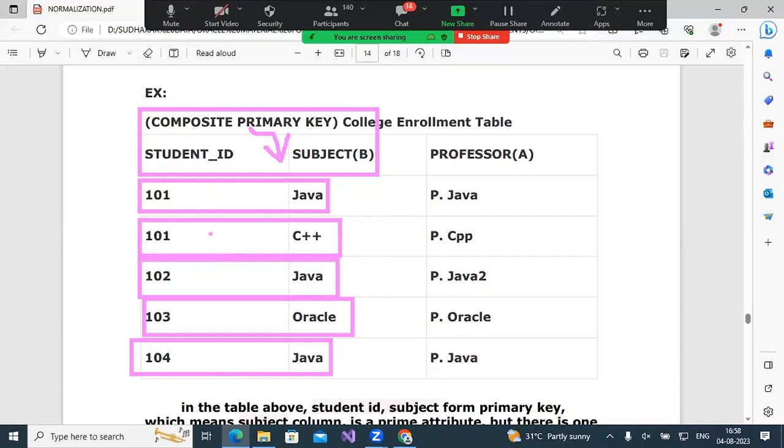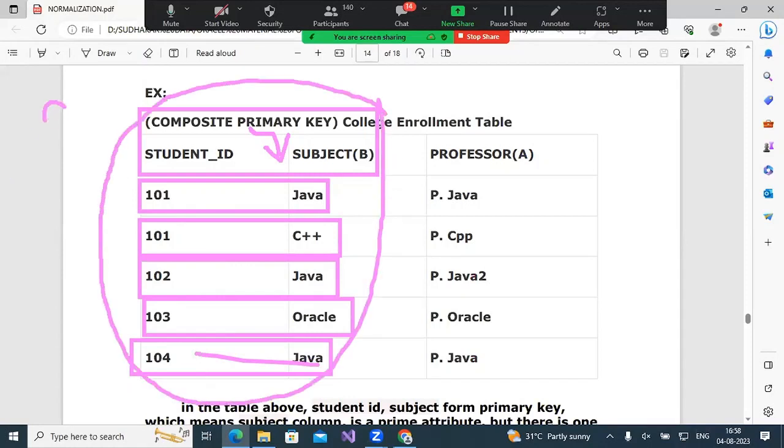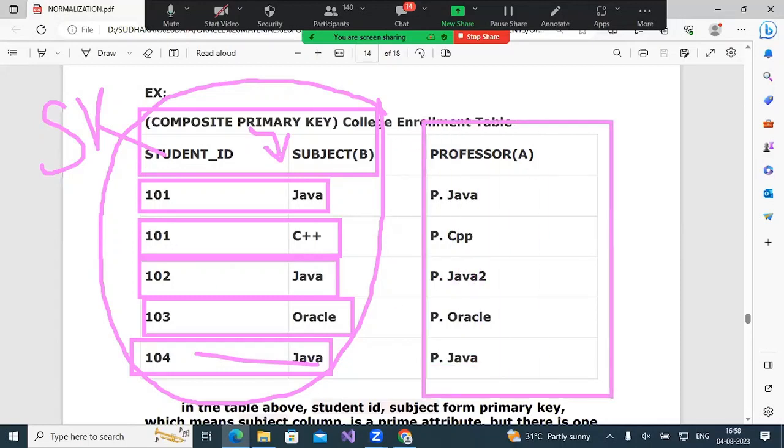101 Java is a different combination. 101 C++ is a different combination. 102 Java, different. 103 Oracle, different. 104 Java, different. So these are called what? Super keys. A combination, not individual. A combination of columns is identifying a row with uniqueness. That's why these two are called super keys.